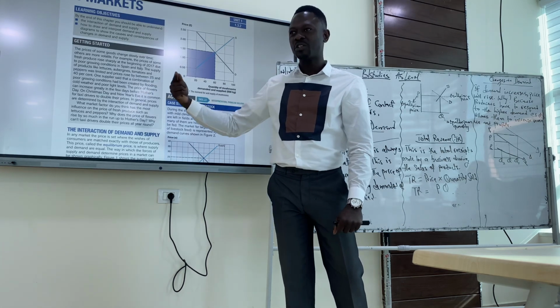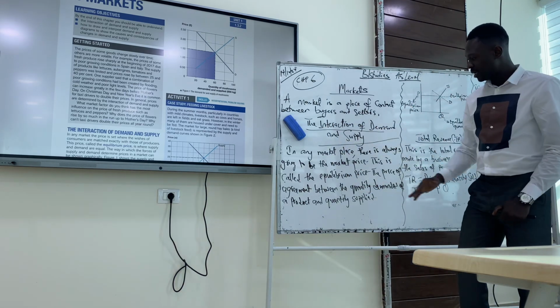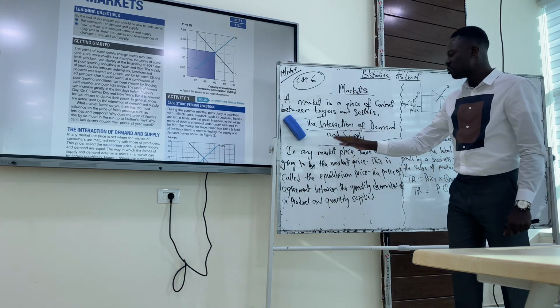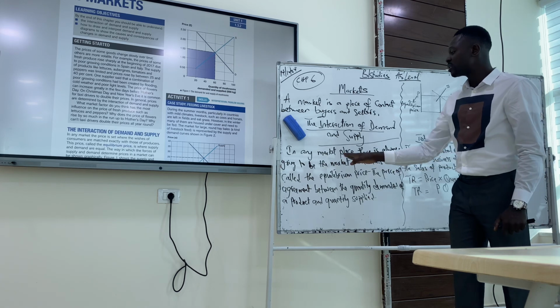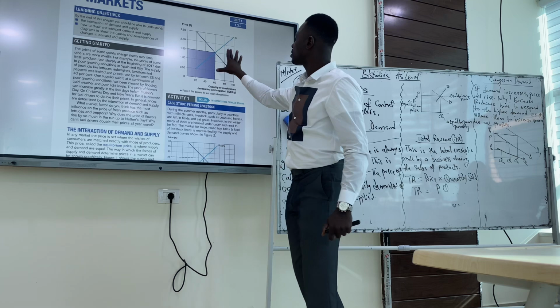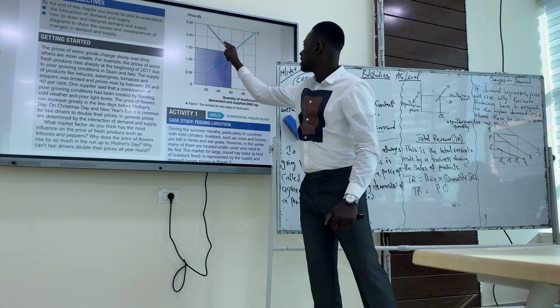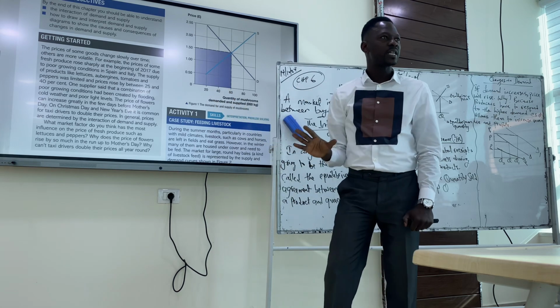There's always going to be interaction between demand and supply. So I'm going to read now. The interaction of demand and supply. In any marketplace, there's always going to be the market price. This is called the equilibrium price. Here, this is the equilibrium price: the price of agreement between quantity demanded and quantity supplied. I think you understand equilibrium price.